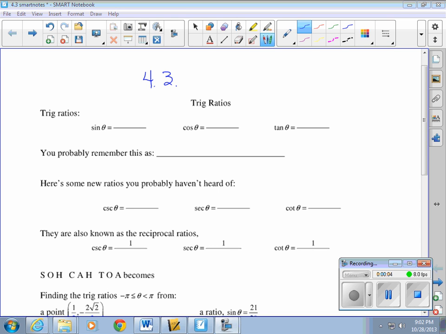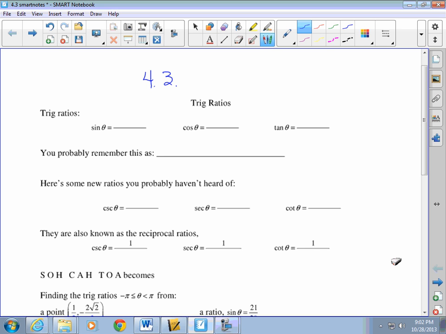Okay, section 4.3 is the trig ratios. This first part isn't going to be anything new because we've done things with trig ratios in all your math classes that you've had so far. So just as a refresher, you might remember that sine, our formula or our ratio for that is the opposite side over hypotenuse. Cosine is adjacent over hypotenuse, and tangent is opposite over adjacent.